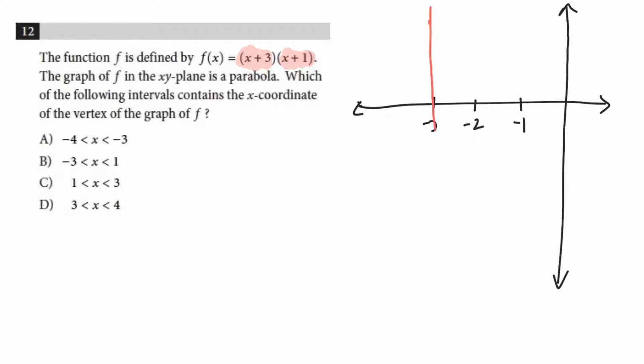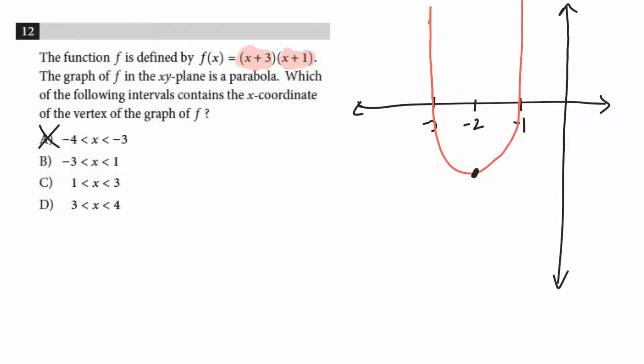So we're going to have something like that. And we want to know which of the following intervals contains the x-coordinate of the vertex of the graph. Well, we know the vertex is right here. That's going to be between -3 and -1. Okay, so if we look at our graph, we can see that -4, in between -4 and -3, well, that doesn't work.